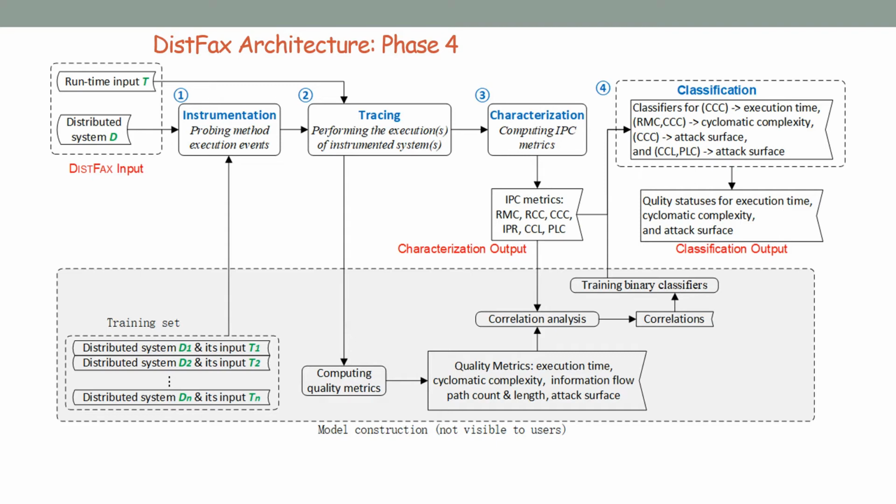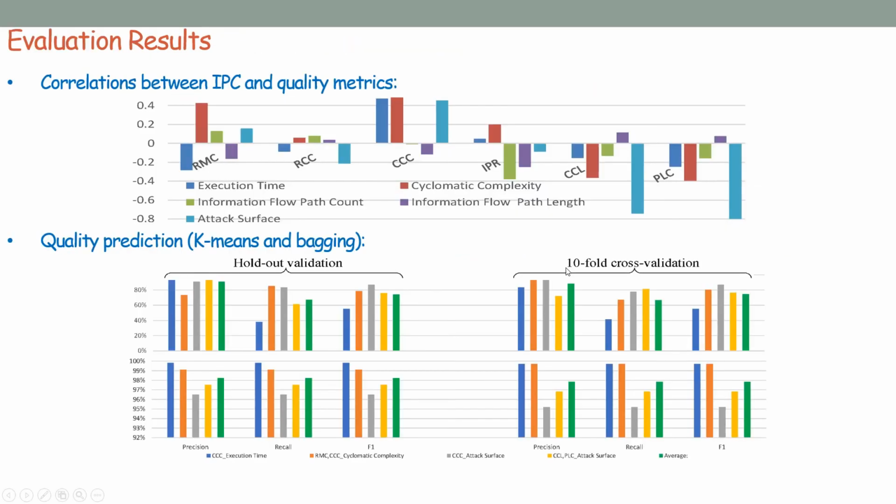We use Python programs to perform k-means clustering and supervised learning with holdout validations and tenfold cross validations for classifying quality metrics from IPC metrics, and we use WEKA to perform back-end supervised learning to classify quality metrics. The evaluation results demonstrate the correlation between IPC metrics and quality metrics, and classification effectiveness, including precision, recall, and F1 accuracy.